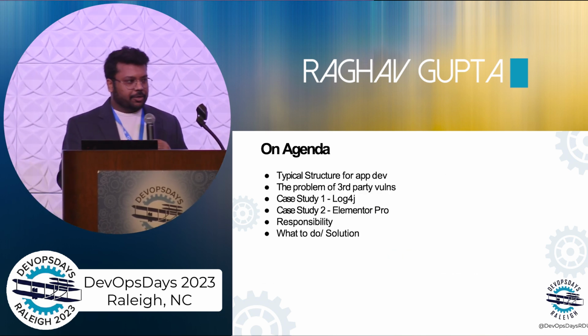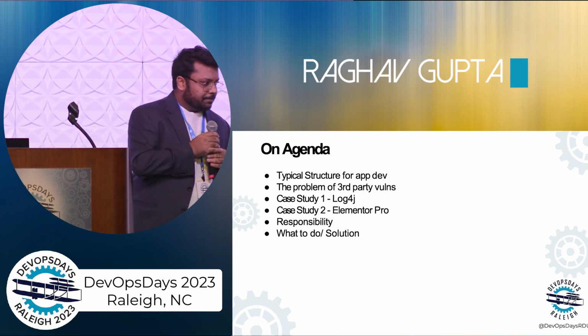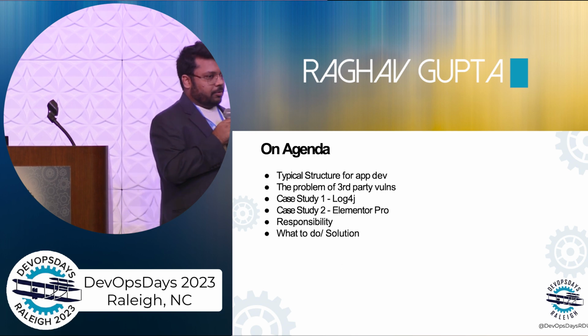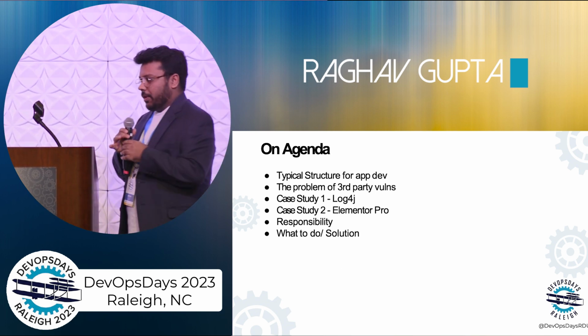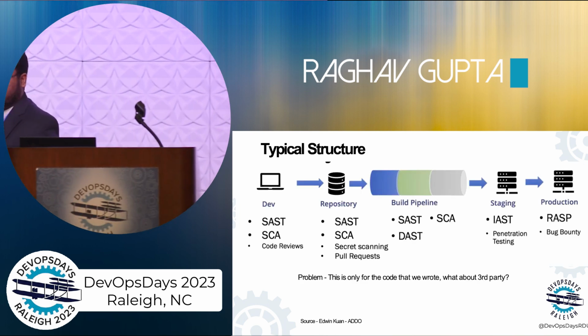On today's agenda, we'll talk about a typical app structure, the problem of third-party vulnerabilities, a couple of case studies, Log4j, the famous one, and Elementor Pro, whose responsibility is it, and what is the solution to this problem of third-party vulnerability.